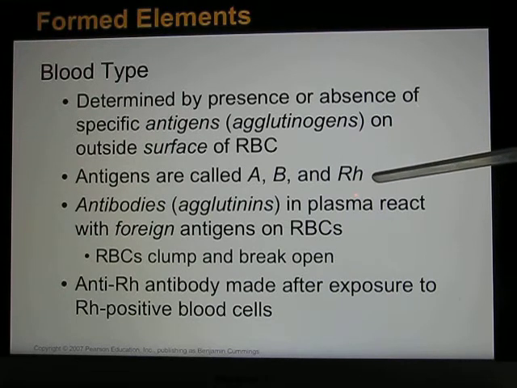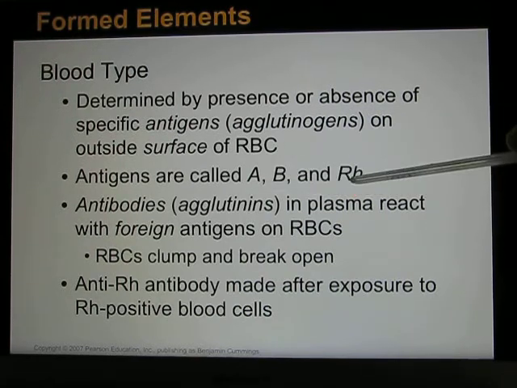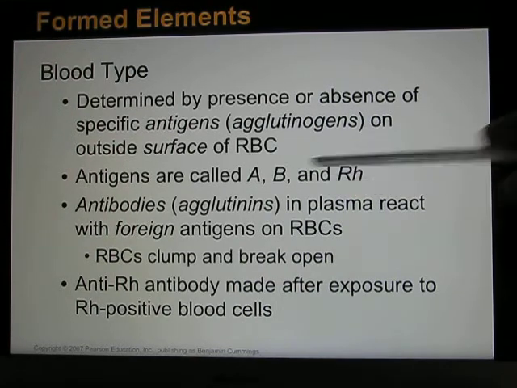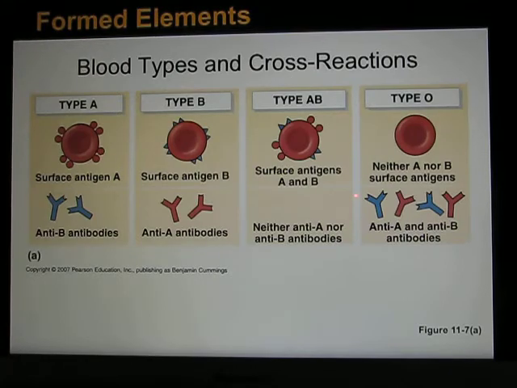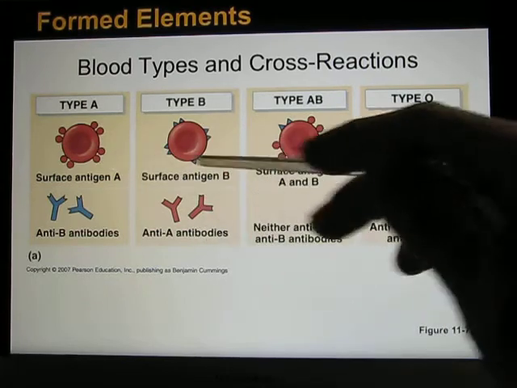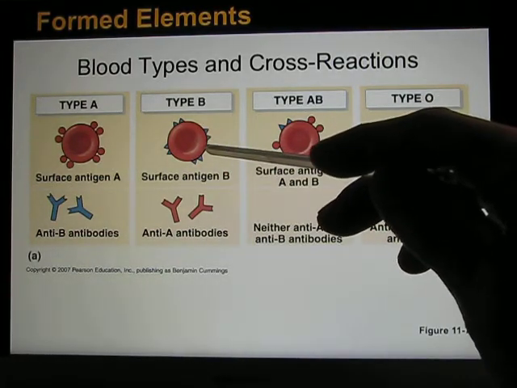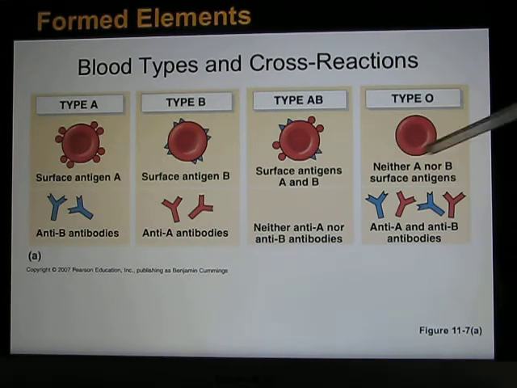So if you have RH and you also have A, your blood type is A+. And if you have B and RH, that's B+. So that's your blood type. If you have antigen A, you're type A. If you have antigen B, you're type B. If you have both, you have type AB. If you have none, you have type O.